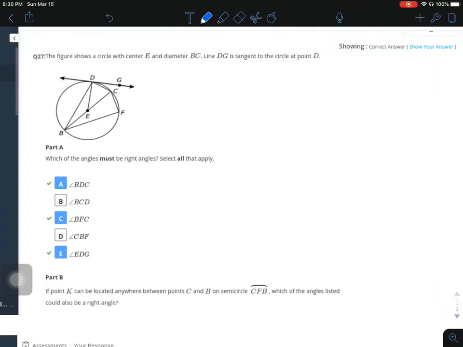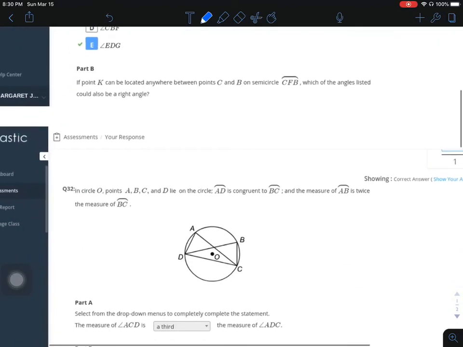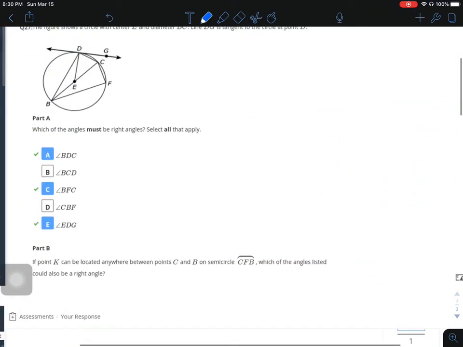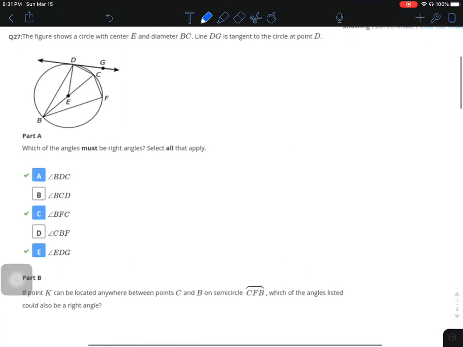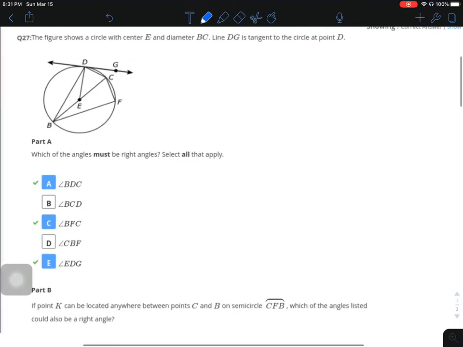Geometry, the review for chapter 13, question 27, question 32, there are mistakes on the key, and I apologize because I'm sure that has caused problems. Part A, let's just go over that in case there's questions on part A. Part A is fine. Which of the angles must be right angles?